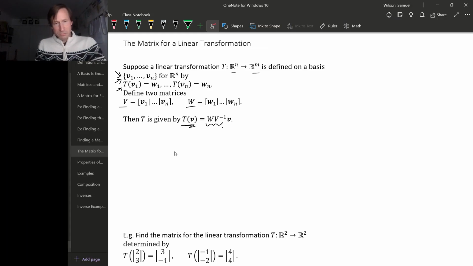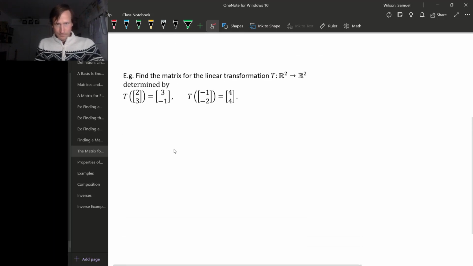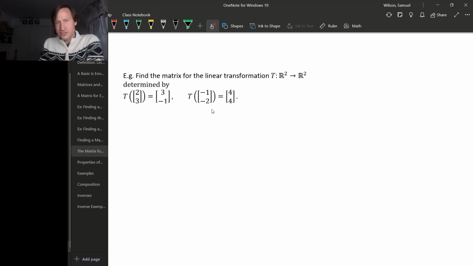So let's look at an example. Let's find a matrix for the linear transformation from R2 to R2 determined by these two values. Since we're coming from R2, a basis would have two vectors in it, right? So here we have two values for the linear transformation. These two input vectors are indeed linearly independent, which I'll let you check.